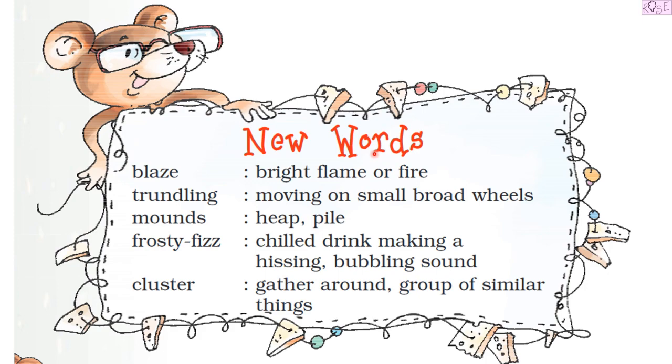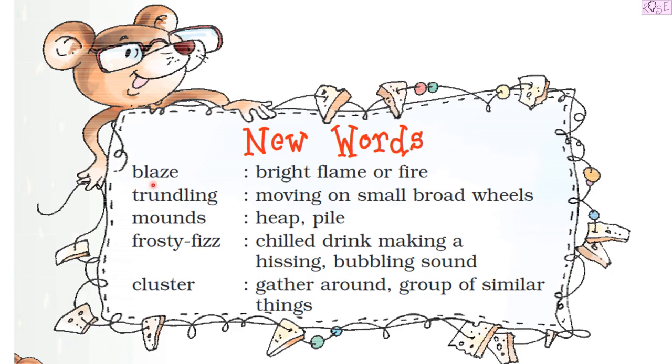New words. So we have already read the poem Ice Cream Man, but there were some words that were new for us, right? Like blaze, trundling, mounds, frosty fizz, cluster. All these words are new. So today we are going to read the meanings of these words and try to use them in sentences.